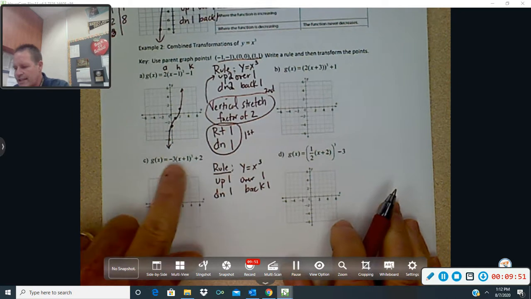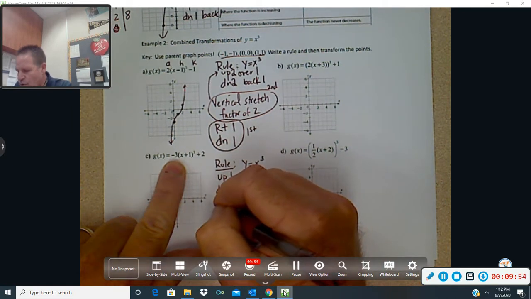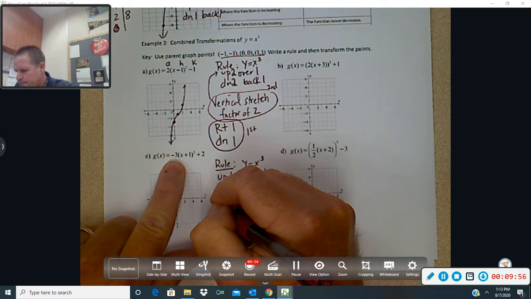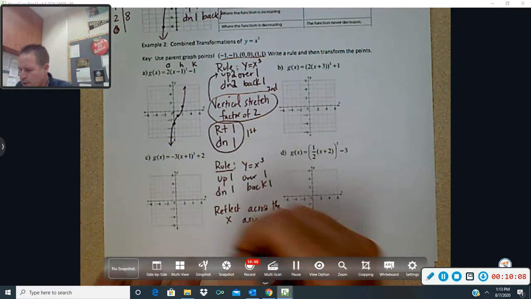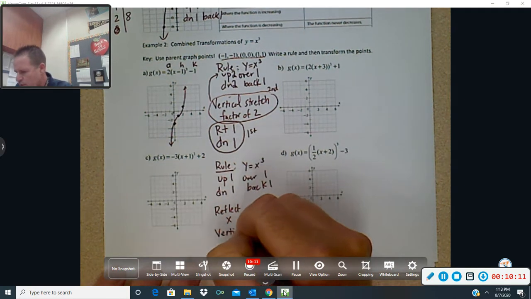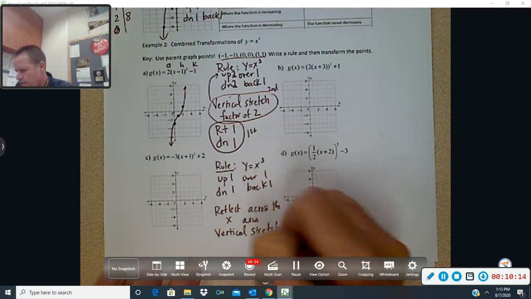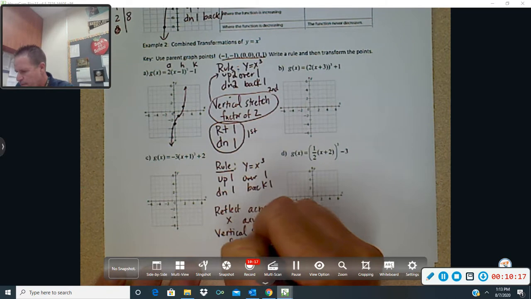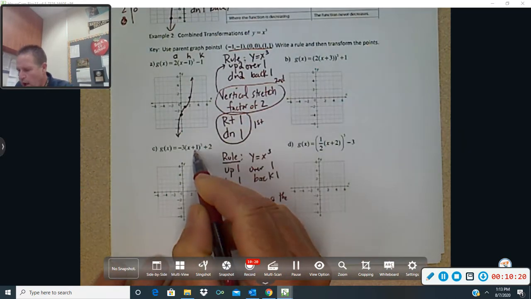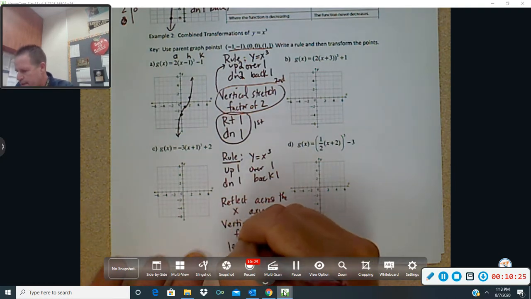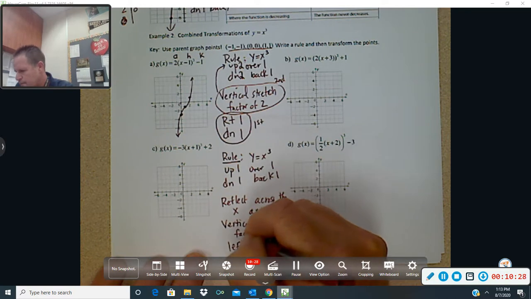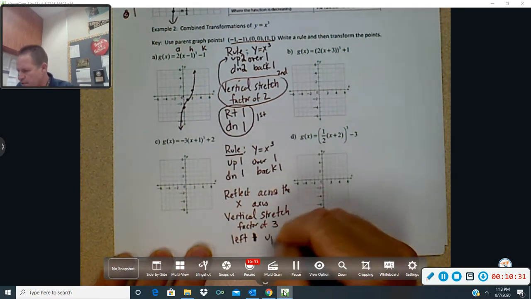So based on the first lesson, a negative in front is going to reflect across the x-axis. Again, that's the work here from the first section. The 3 is going to give us a vertical stretch, factor of 3. The plus 1 is going to move our starting point. It's going to move us left 1, and then the plus 2 is going to move us up 2.